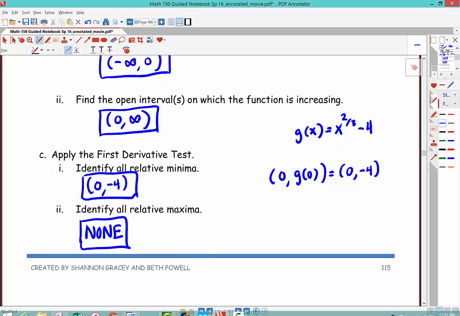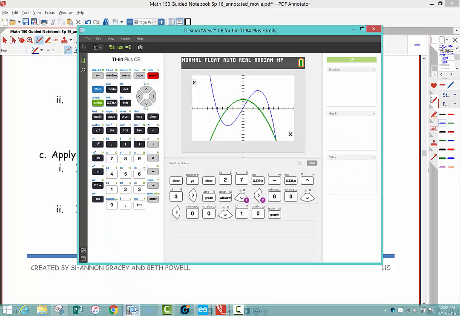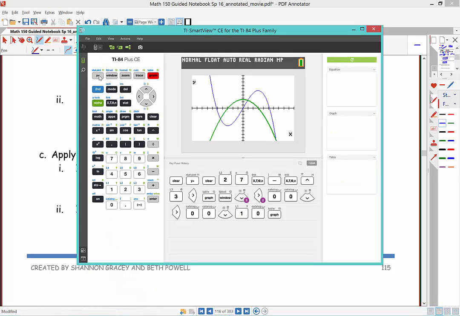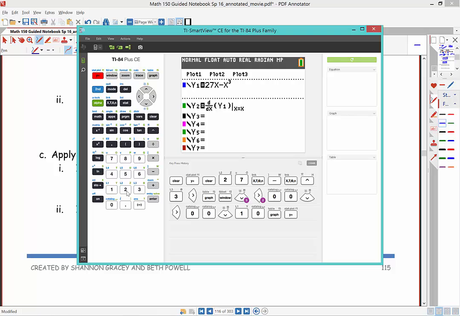Okay, so let's take a look at the graph and check out what happened. So here, going to our y equals, what did we have? We had x to the 2/3 minus 4. And then I think we can do a regular window now. So let's go to Zoom Standard.